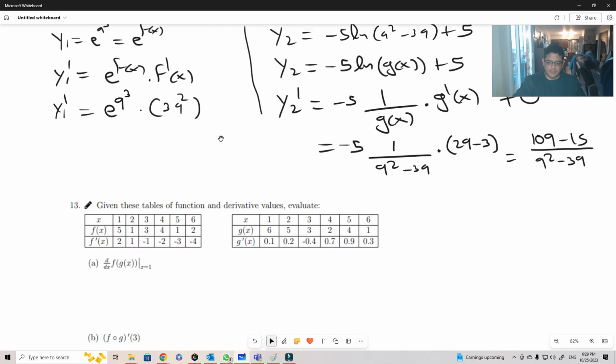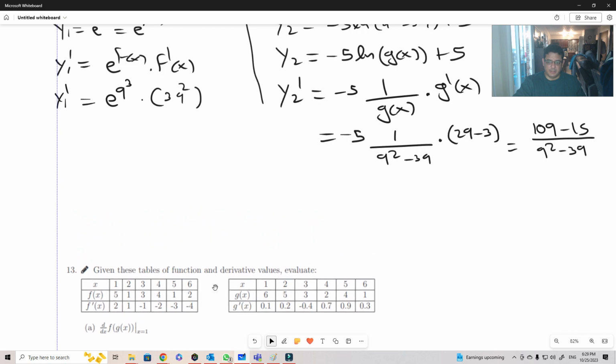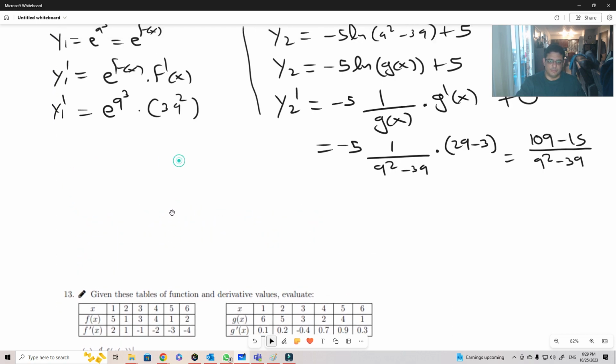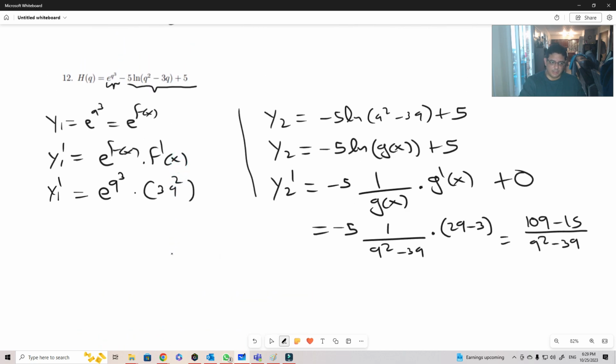And finally, I can rearrange then the whole solution. And so h prime of q will be the sum of these two things. e to the q cubed, 3q squared, plus, and then, oh, I have a minus here.